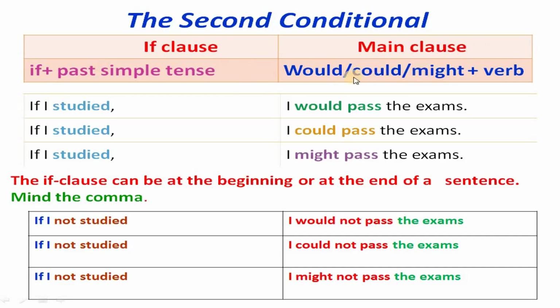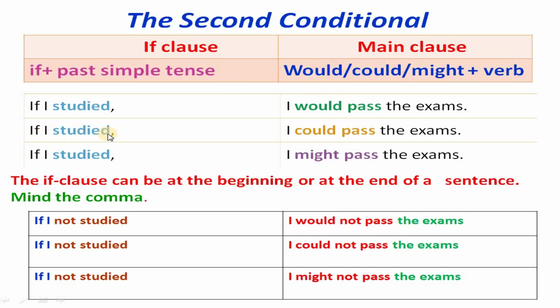In the main clause, in the first conditional we use can, but here we use would, could, might plus verb. So here are examples of how the sentence is formed. If I studied, see, if is common, and studied is the past simple. I would pass the exams. If I studied, I would pass the exams. Here we are using would.